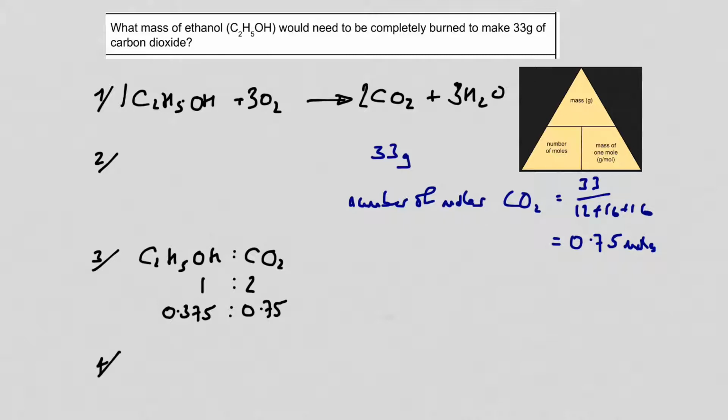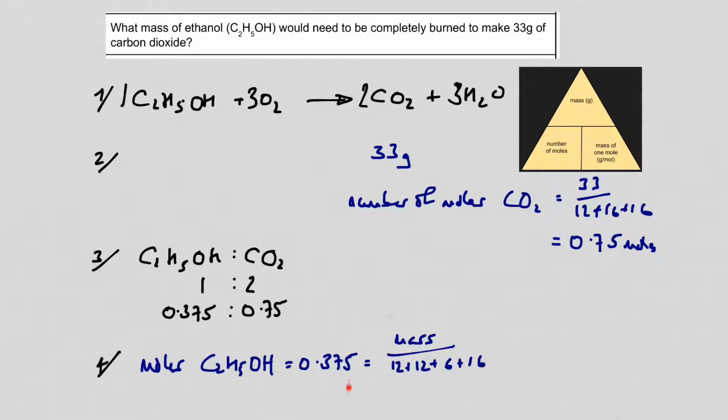Nearly there. Step number 4 is, now that we've got the number of moles of ethanol that reacted to produce this number of moles of carbon dioxide, we can work out the mass of 1 mole of ethanol. That means we can work out the mass of ethanol. So let's see if we can do that. So here we go. We've got 0.375 moles of ethanol equals, that's the number of moles, equals the mass divided by the mass of 1 mole.